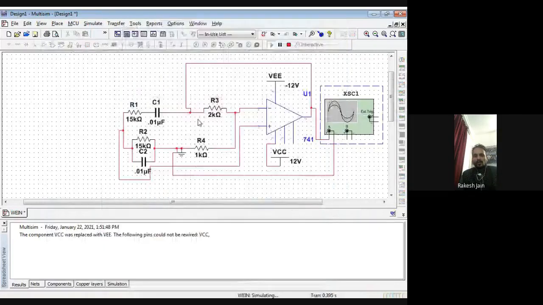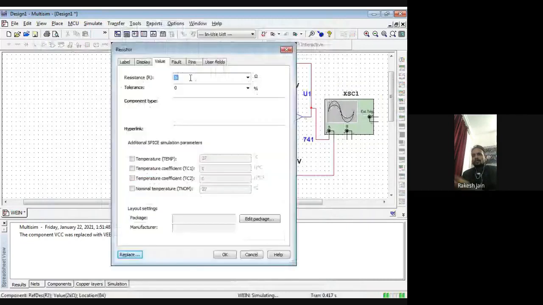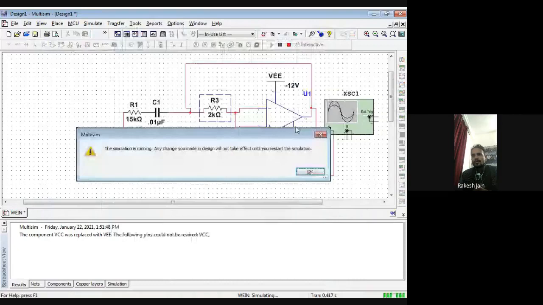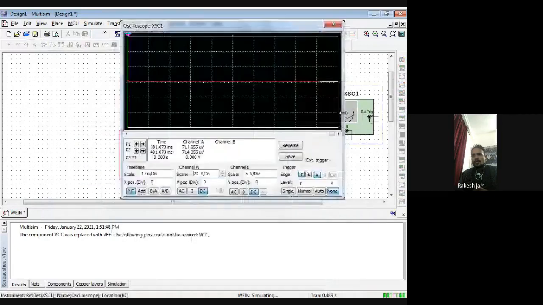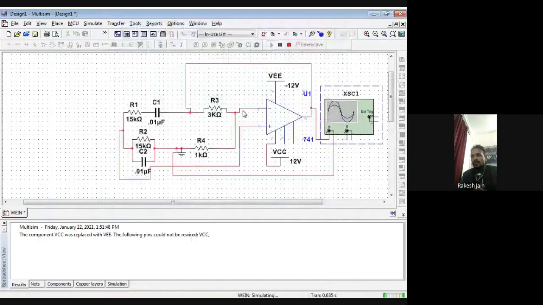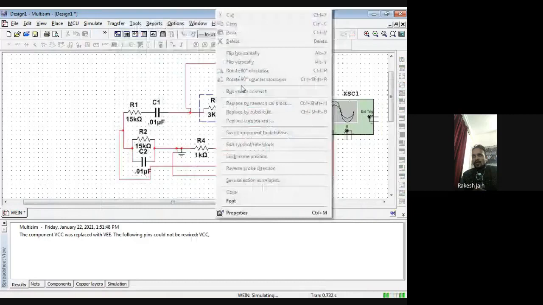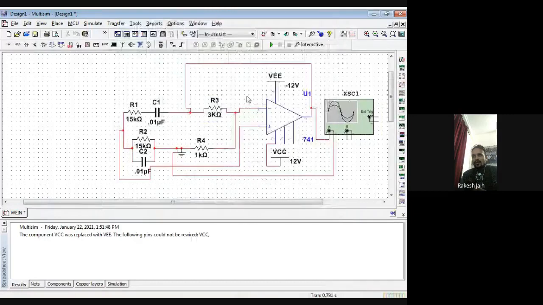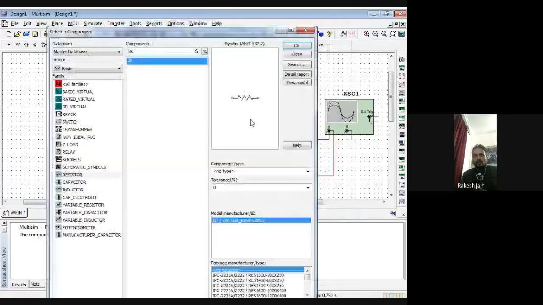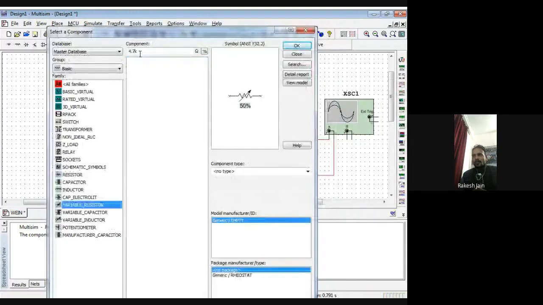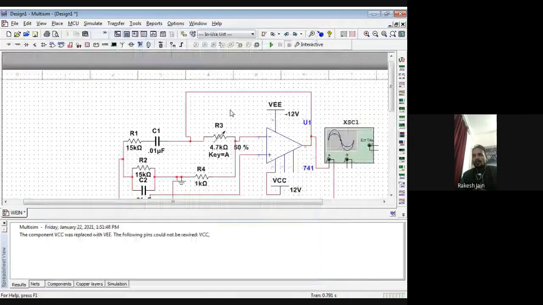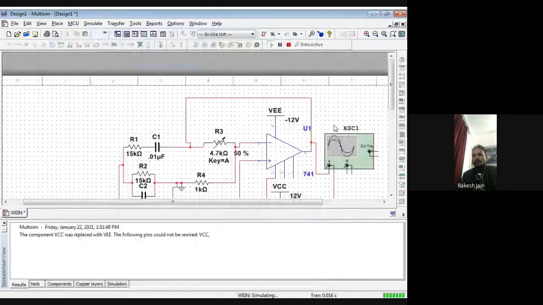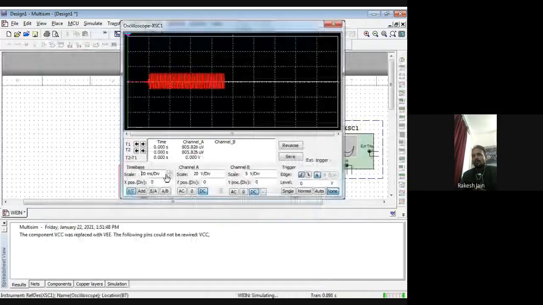Okay, so we are not able to see the correct result, so again we are going to check it. Let it be 3k, then it will change. That's why we choose a variable potentiometer instead of this. That's why we always choose a variable potentiometer. So instead of this we use a variable resistor, that is a 47k. Now when we check this one, we are able to see the perfect sinusoidal waveform.